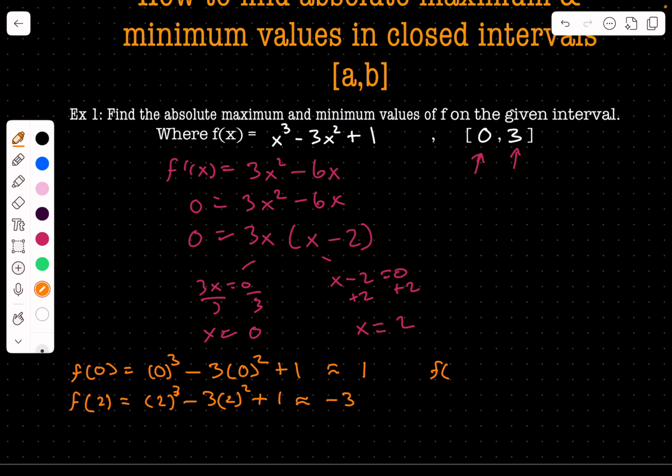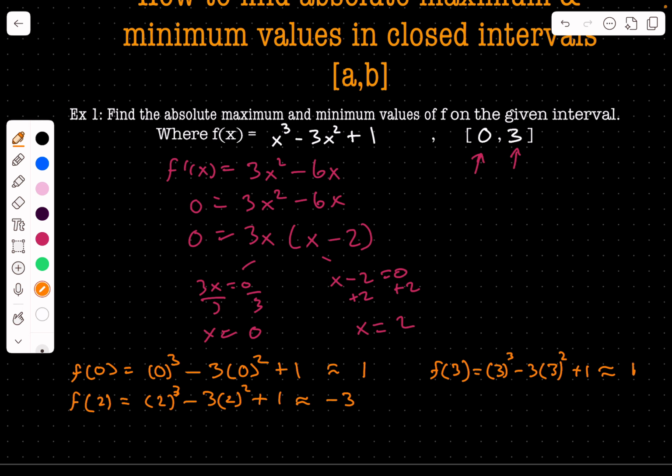Then we need to plug in our endpoints. Because we already did a 0, we're not going to do the 0 again because it's just going to give us the same value. So what's the point of doing extra work? Let's do 3. Three cubed minus 3 times 3 to the second power plus 1. And this gives us 1.